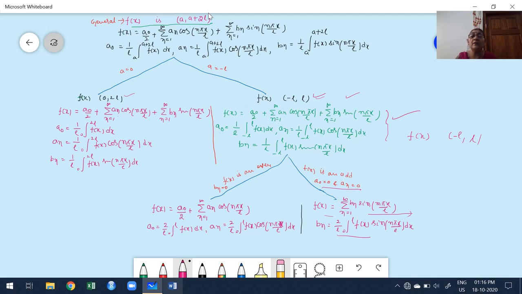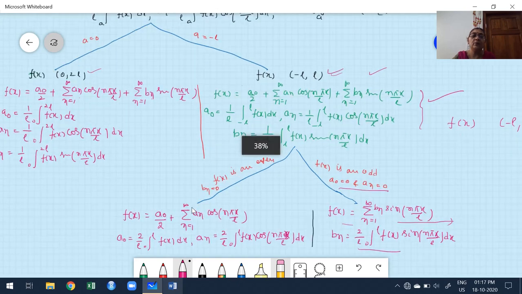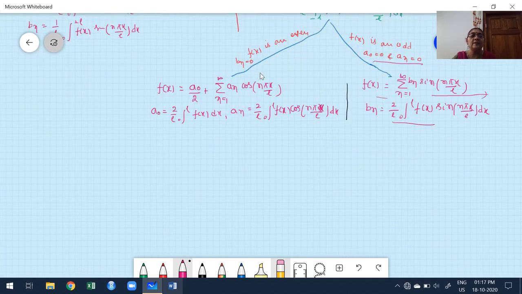A function is defined over the interval minus L to L. Based on that, I have to find out a0, an, and bn, and then construct the Fourier series. This is nothing but the flow chart of the construction of Fourier series. Once you write this flow chart on one sheet and keep it along with you while solving a problem, then you won't be confused. Before going to the next step, there are another one or two things to discuss here.